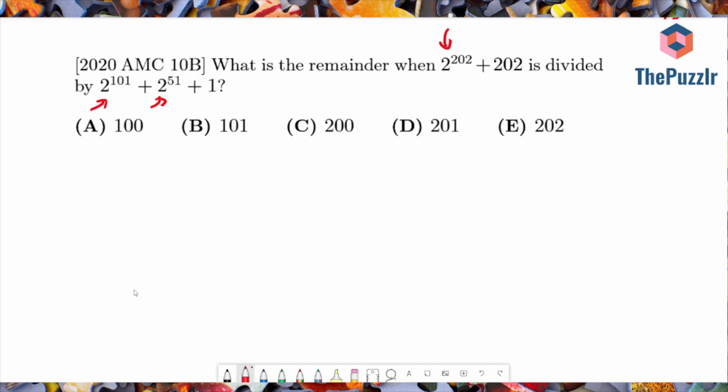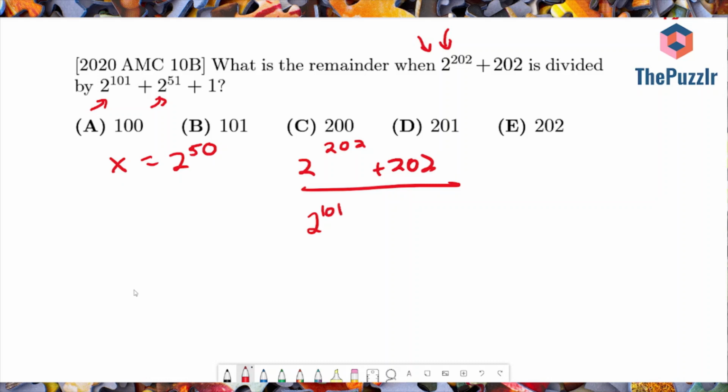We see all these terms with 2 raised to these abnormally high powers. Let's replace it. Let's say x equals 2 to the power of 50. Then we're asked for the remainder when 2 to the power of 202 plus 202 is divided by 2 to the power of 101 plus 2 to the power of 51 plus 1. So what is this in terms of x? Well, 2 to the power of 200 is x to the power of 4, and then we have 2 squared left, which is just 4.